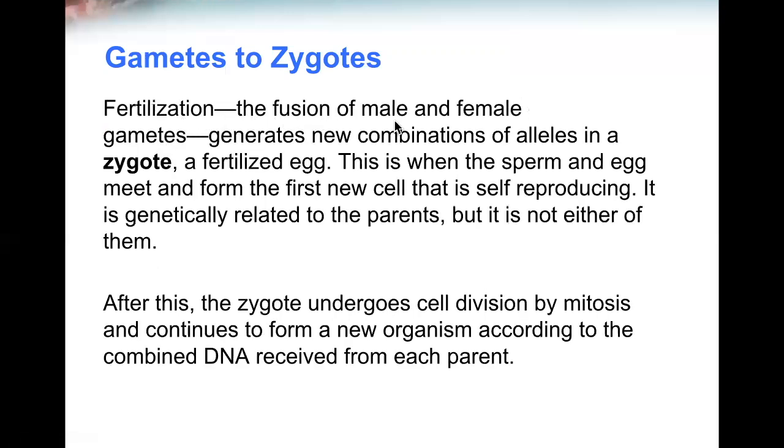Fertilization, the fusion of male and female gametes, generates new combinations of alleles in a zygote, a fertilized egg. This is where the sperm and the egg meet and form the first new cell that is self-reproducing. It is genetically related to its parents, but it is not either of them. After this, the zygote undergoes cell division by mitosis and continues to form a new organism according to the combined DNA received from its parents.